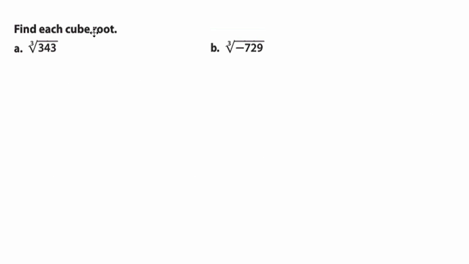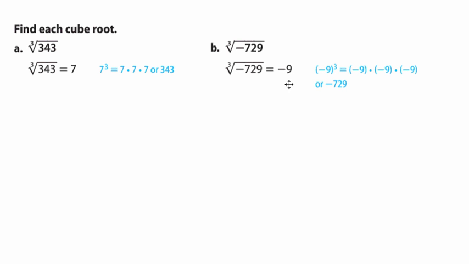All right, so find each cube root. So here we're saying the cube root of 343. So we have to ask ourselves, what number multiplied by itself 3 times is going to equal 343? Well, that number is 7, because 7 times 7 times 7 equals 343. Our next one is the cube root of negative 729. Again, it is possible to have a cube root of a negative number. So what number multiplied by itself 3 times equals negative 729? That number is negative 9. So negative 9 times negative 9 times negative 9 equals negative 729.